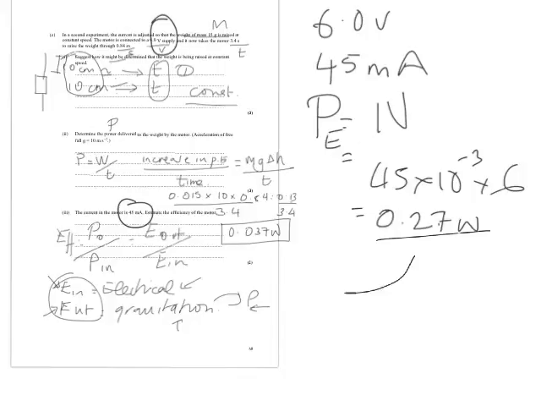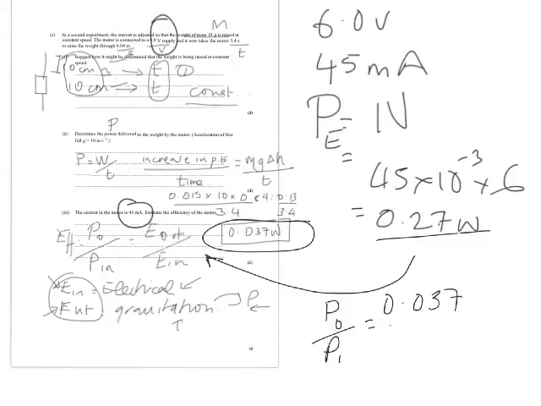So if we go back to what was explained here, we can now work out our ratio. The power out over the power in will be equal to the answer to this question, 0.037 over 0.27, which gives us 0.14 or 14%.